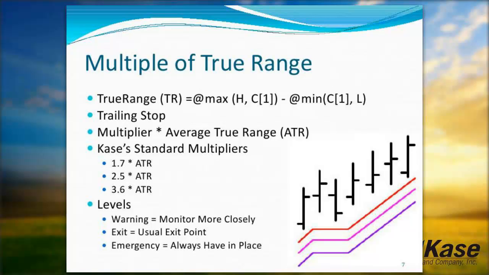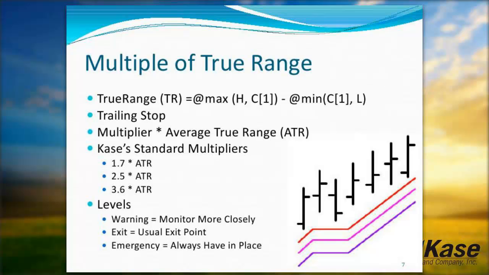The first level was like a warning. She wanted to monitor the market more closely if it was hit. The second level was usually an exit. That was generally her exit point. And the third level was an emergency stop, something that she would always have in place.